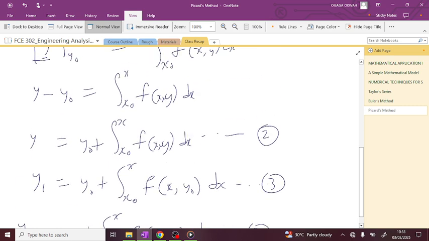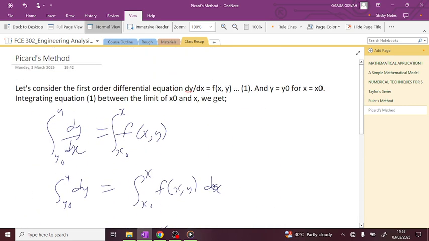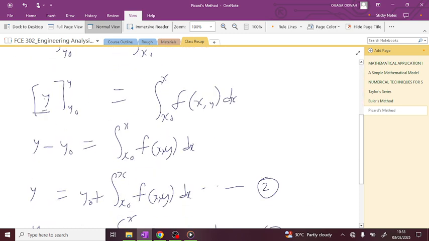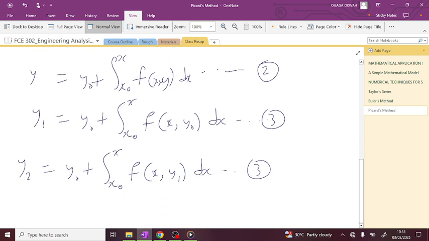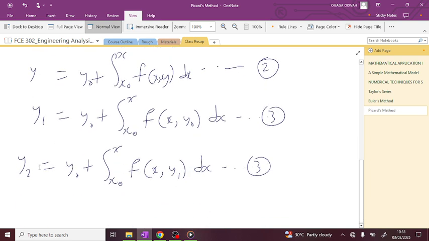So all we did in this video is consider a first order differential equation, and then from there we integrated the left hand side, but we did not integrate the right hand side because of this y term here. We said when looking for the first approximation, you just turn this y term to y0. For the second approximation, here will be y1. Of course, y2 means the third approximation.